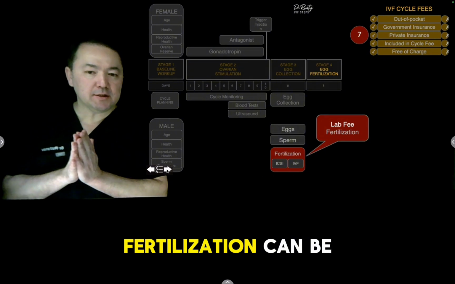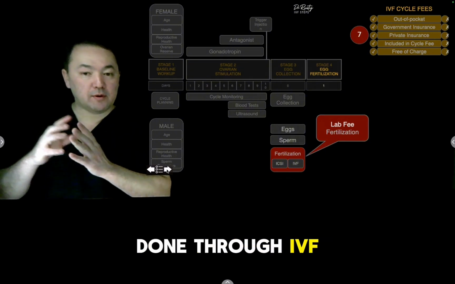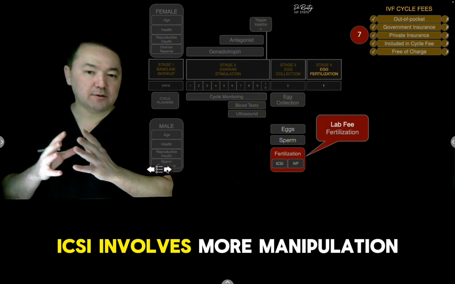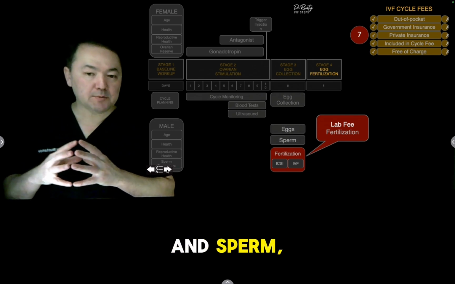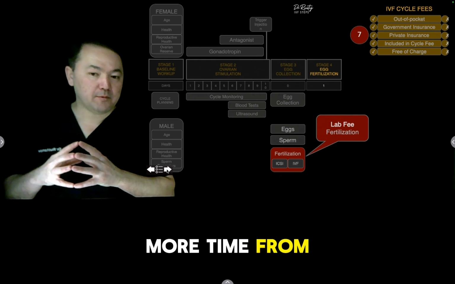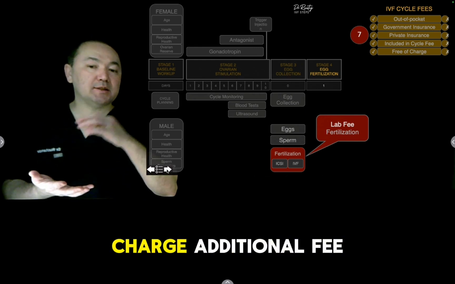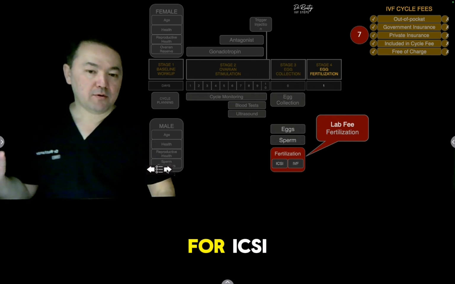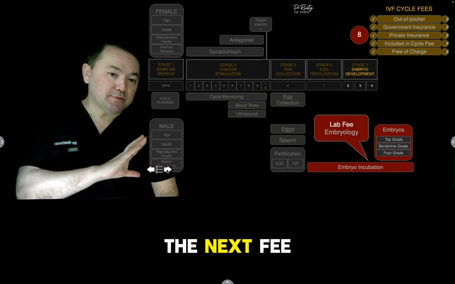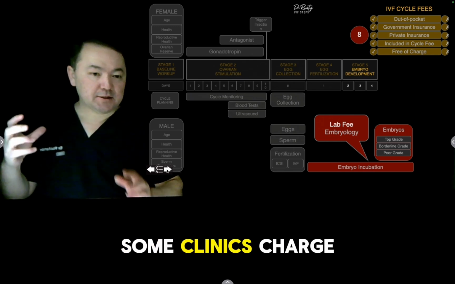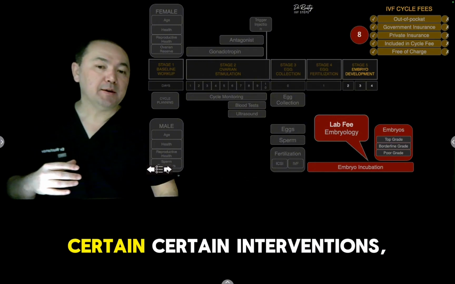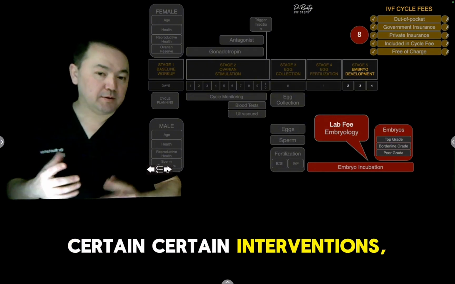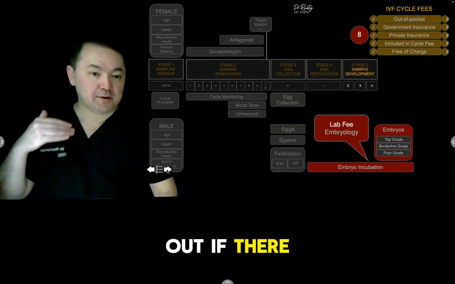So the next fee some clinics charge is a lab fee for fertilization. Fertilization can be done through IVF or ICSI. ICSI involves more manipulation of the eggs and sperm, more time from the scientists, and some clinics charge an additional fee for ICSI. The next fee is a lab fee. Some clinics charge a lab fee for using certain culture mediums or certain interventions.